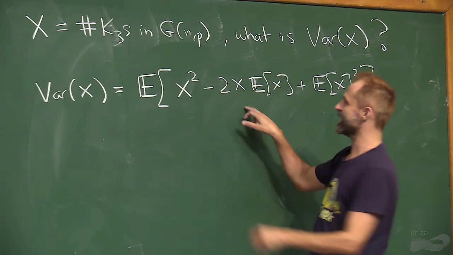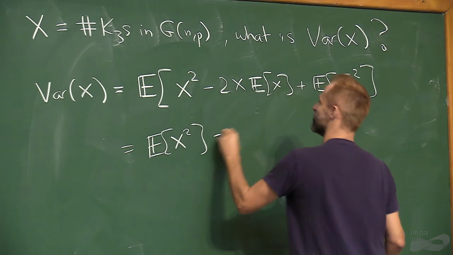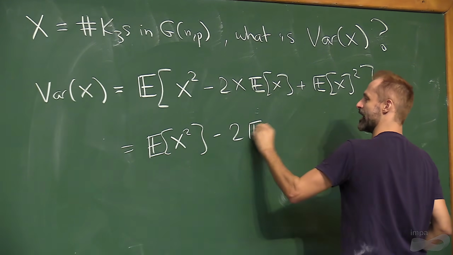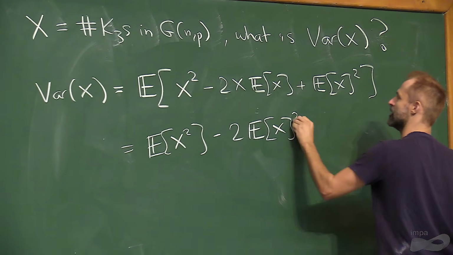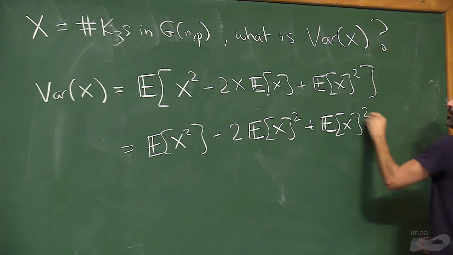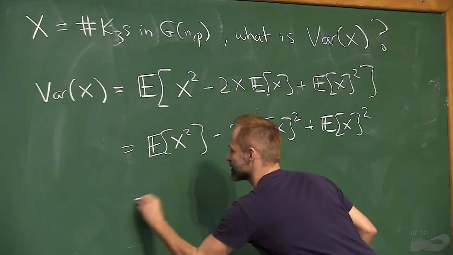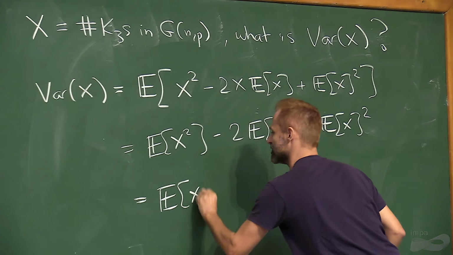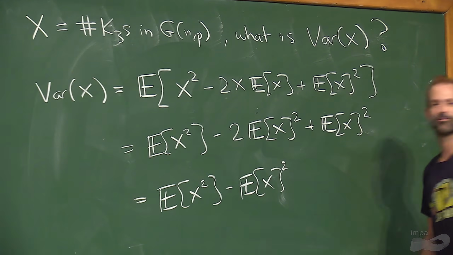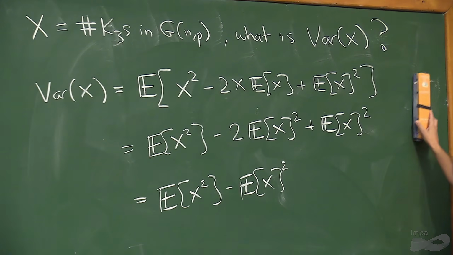Now, linearity, this is expectation of x squared minus constant, constant expectation of x, twice expectation of x squared. And this is a constant. There's minus 2 of that plus 1 of that. So it's just expectation of x squared minus expectation of x squared. Okay? Everyone happy, I hope? Let me erase.